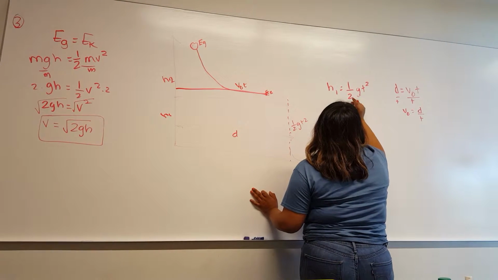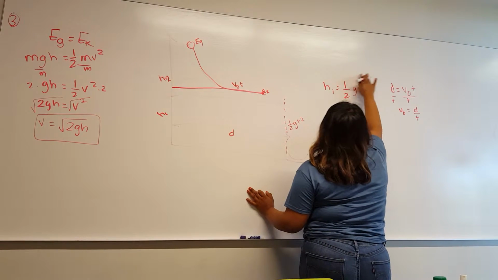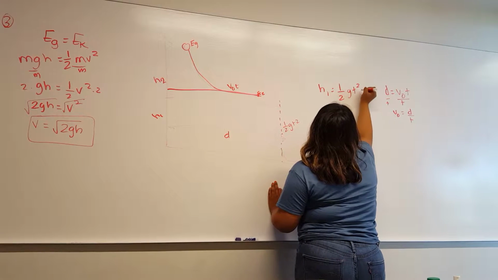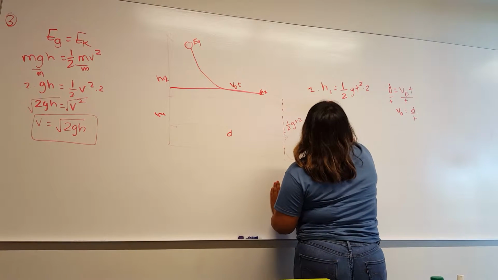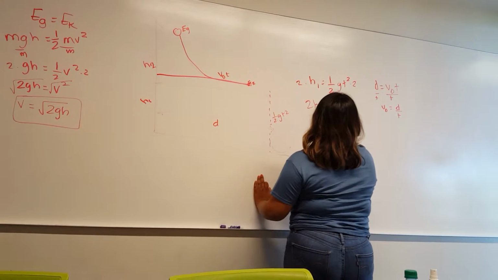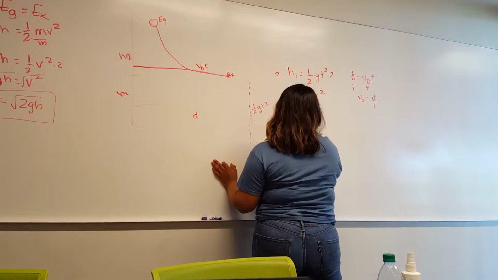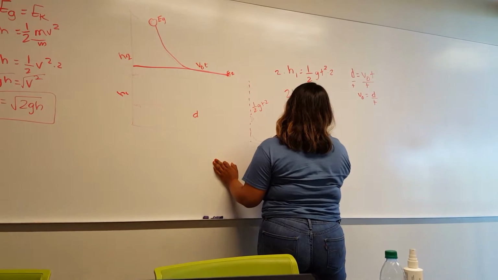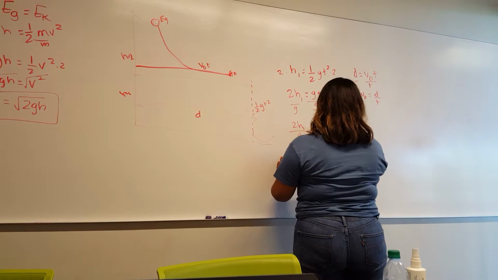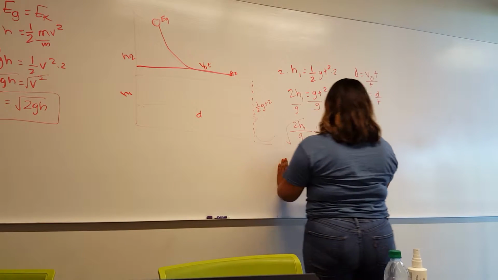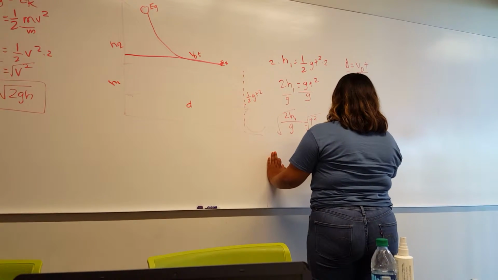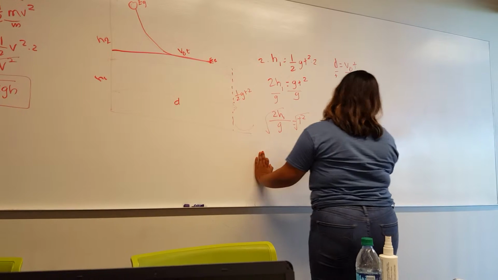Sorry, we're going to solve for t. So we're going to multiply both sides by 2 first, just to get rid of that 1/2. Divide by g. 2h1 over g equals t squared. And then we are going to square root it to get t by itself. So t equals square root of 2h1 over g.